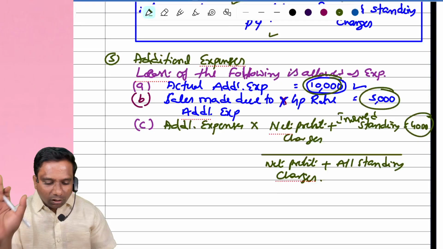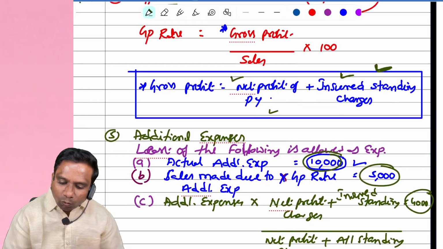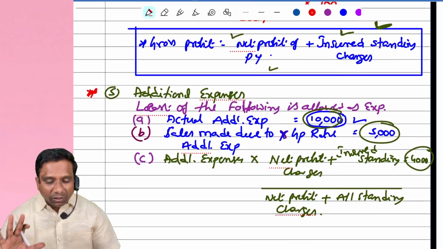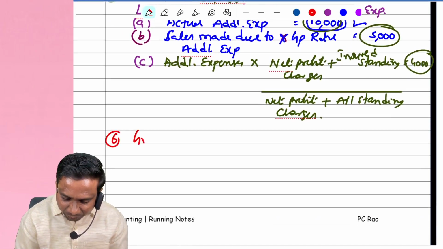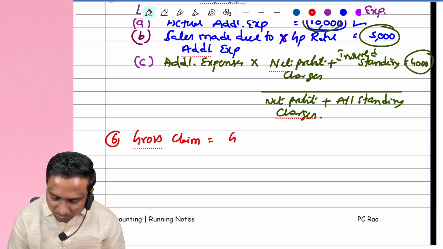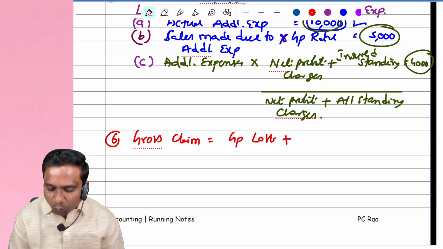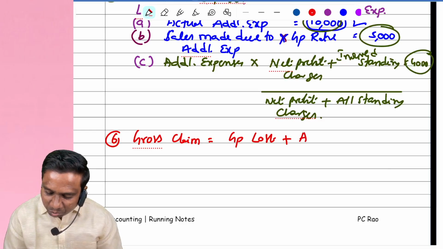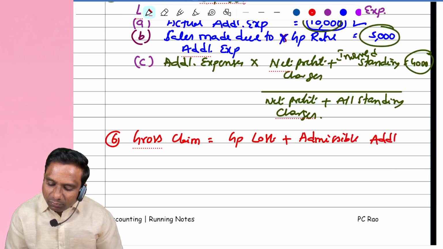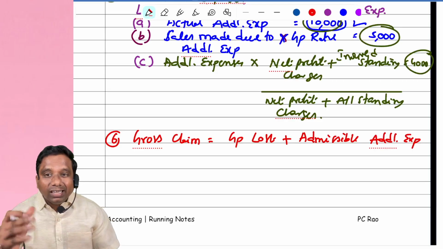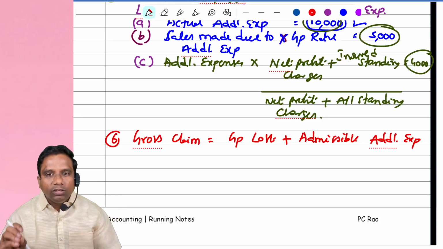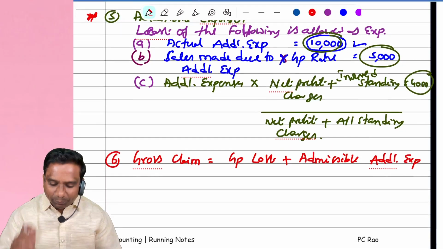Least of the following. Now, we are requesting the insurance company for what amounts? Tell me. One is GP lost. Second one is additional expenses. So next step is gross claim. Gross claim is nothing but GP lost, how much gross profit you lost, plus admissible additional expenses. Whatever additional expenses you have incurred now, I am not going to give you the total amount. I am going to give you only admissible. Admissible means least of the following.